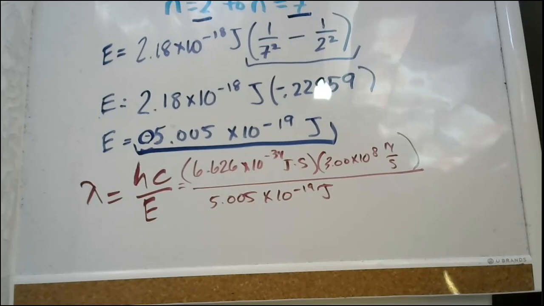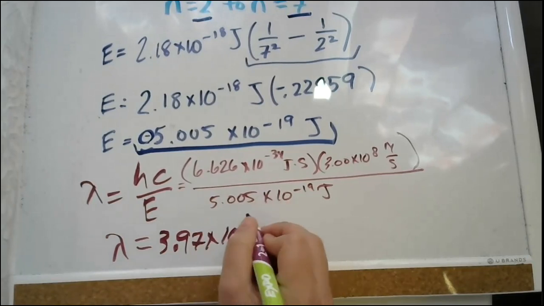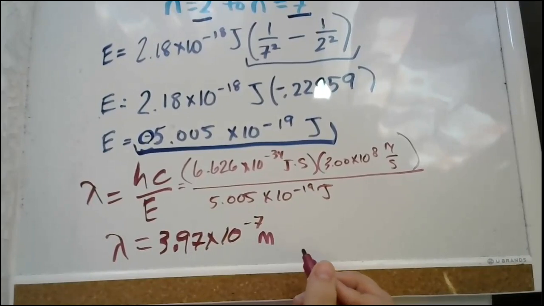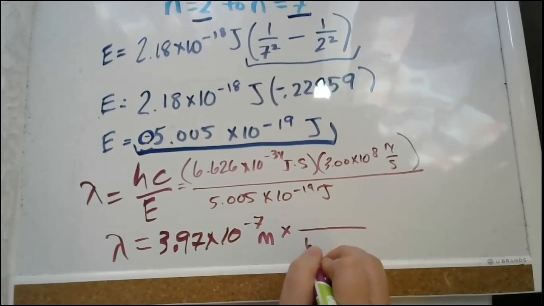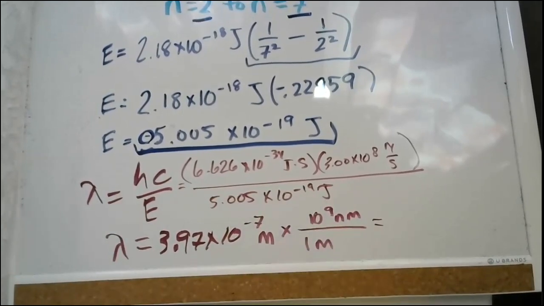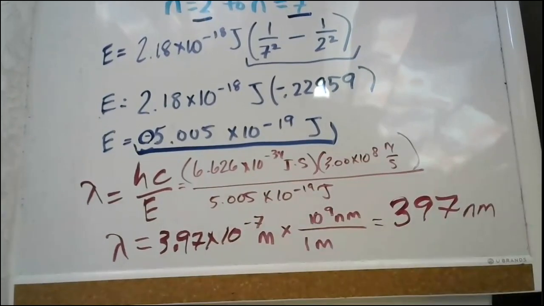I got 3.97 times 10 to the negative 7 meters. And now if I wanted to convert that into nanometers, which again, you should be used to doing, 1 meter is 10 to the 9 nanometers. This is a good example of why we do this. It's because it's just 397 then, and that's a nice and friendly number.